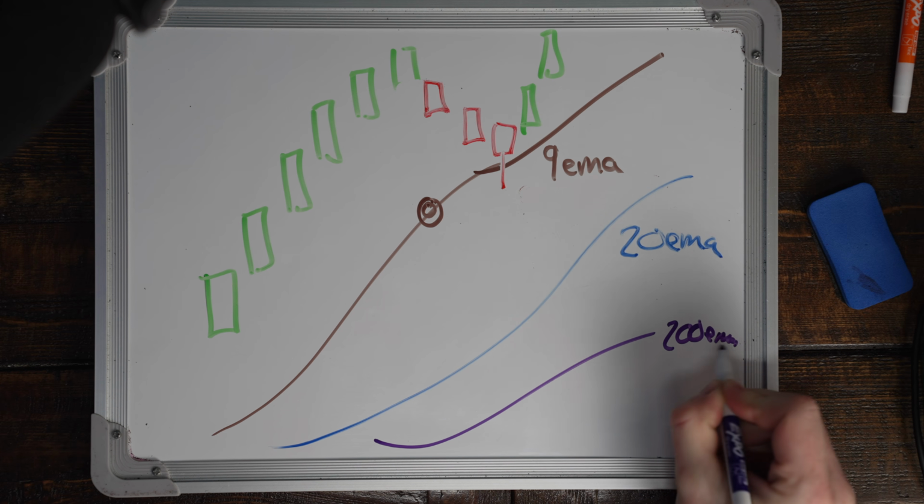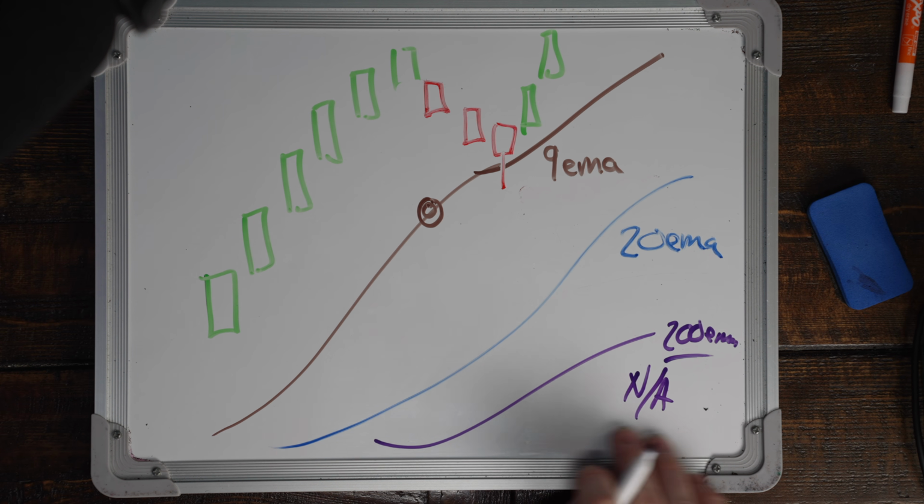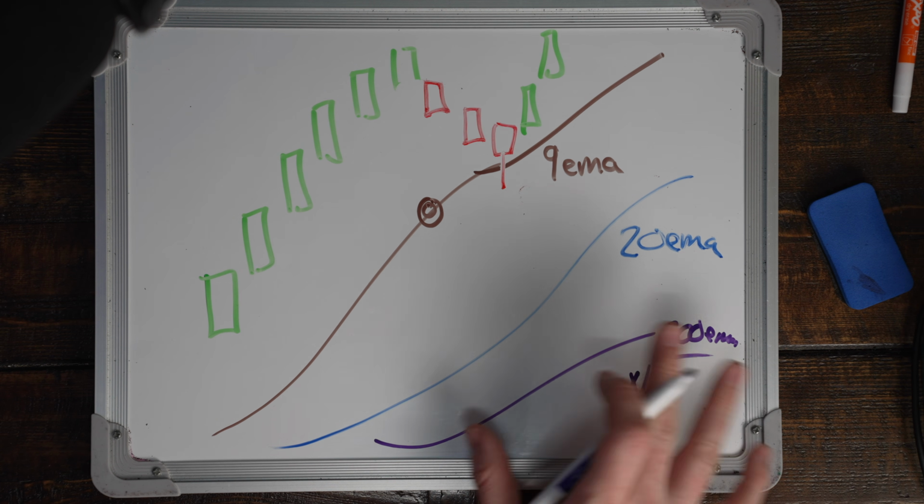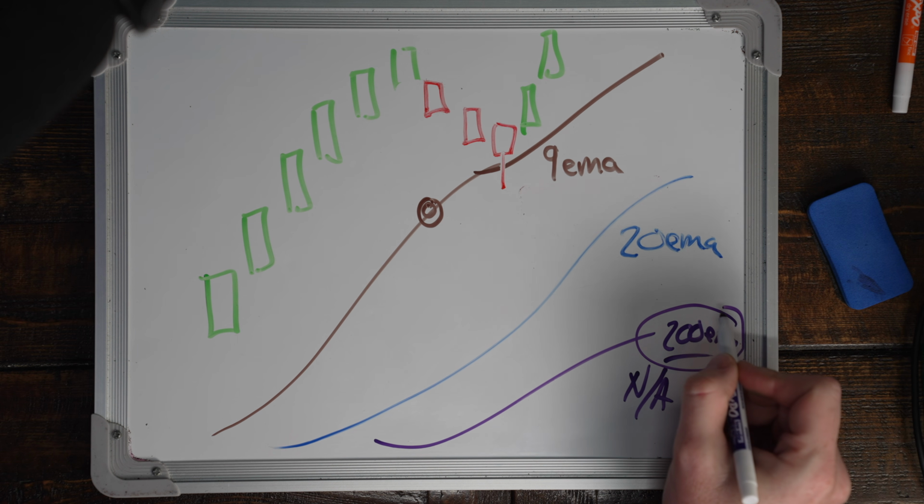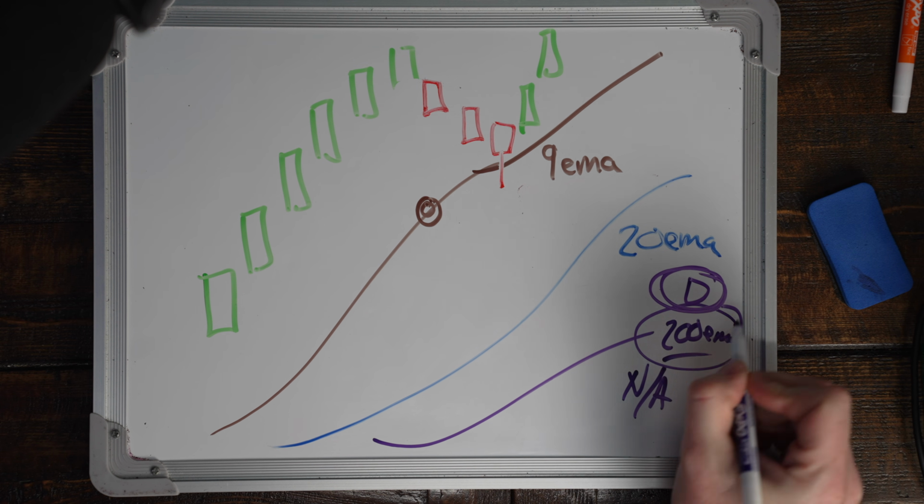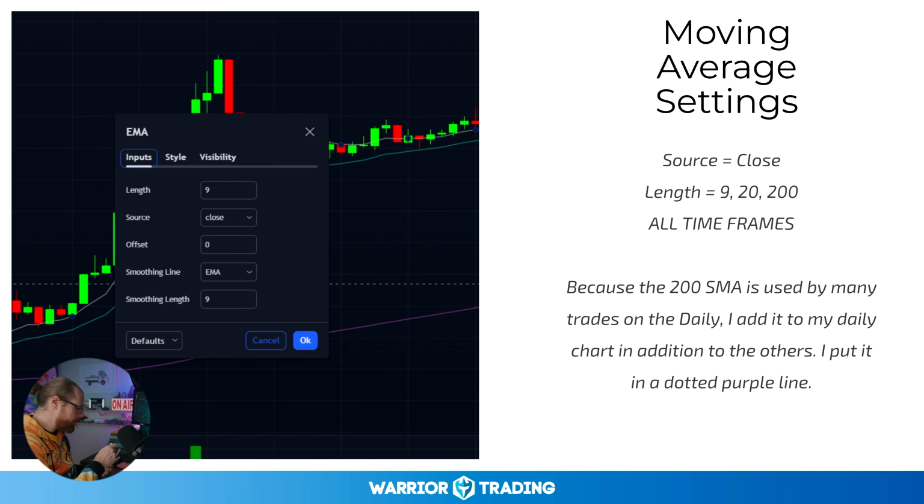Now the 200 EMA, truthfully, is almost not applicable on intraday charts, like 1 minute and 5 minute. The stock is always going to be so far above it, it doesn't matter. However, I leave it on all my time frames, but it's really significant on the daily chart, and I'll show you that in a second. So these are the 3 moving averages I use: the 9, the 20, and the 200. I color them where my 9 is gray, my 20 is blue, and my 200 is magenta.